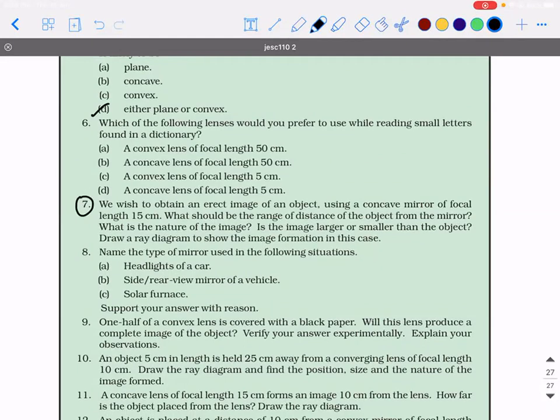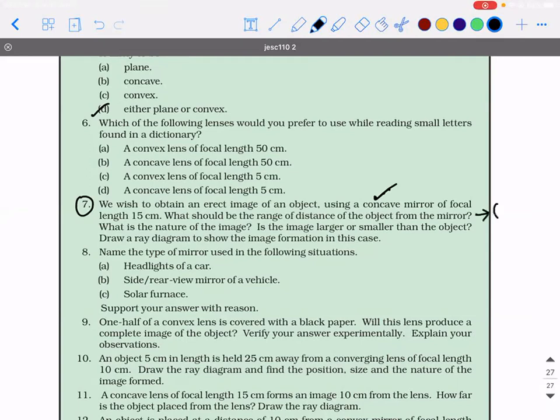We wish to obtain an erect image of an object using concave mirror of focal length 15 centimeter. By now you should have understood, even before you read the question completely. What should be the range of the distance of the object from the mirror? So when can a concave mirror produce a virtual image? We discussed just now, when you place it between the pole and focus.